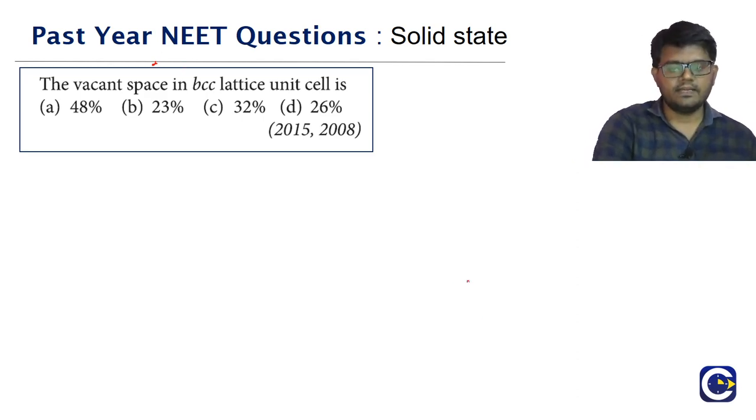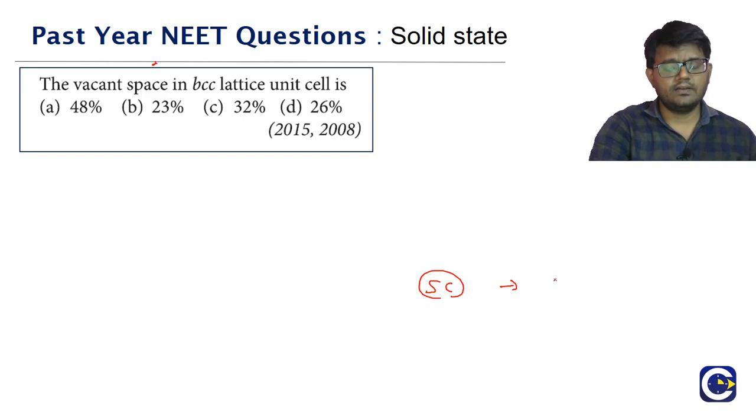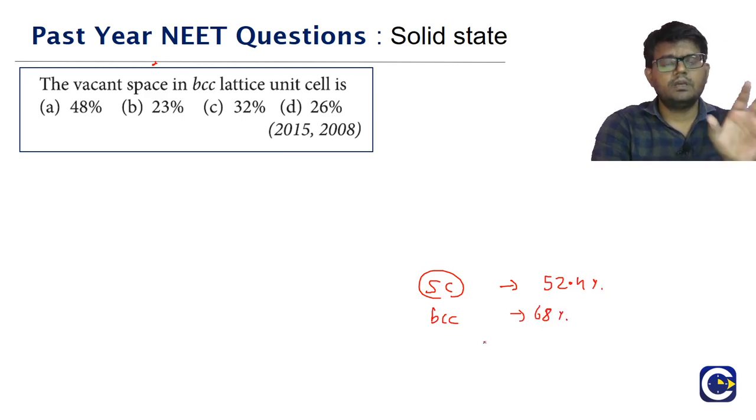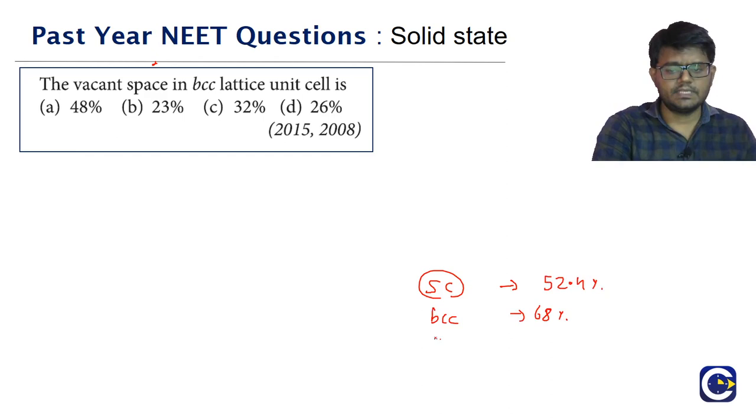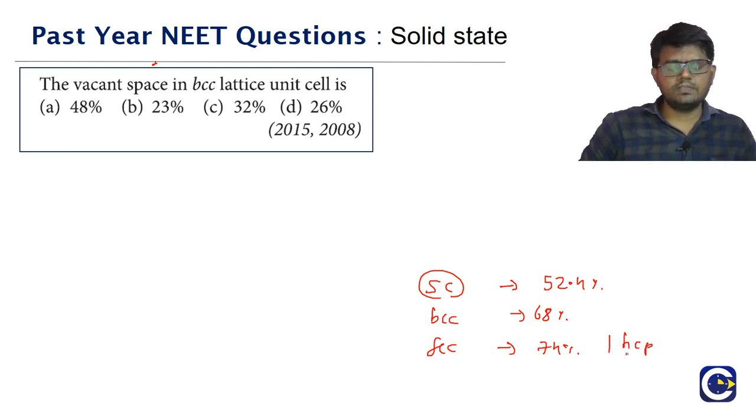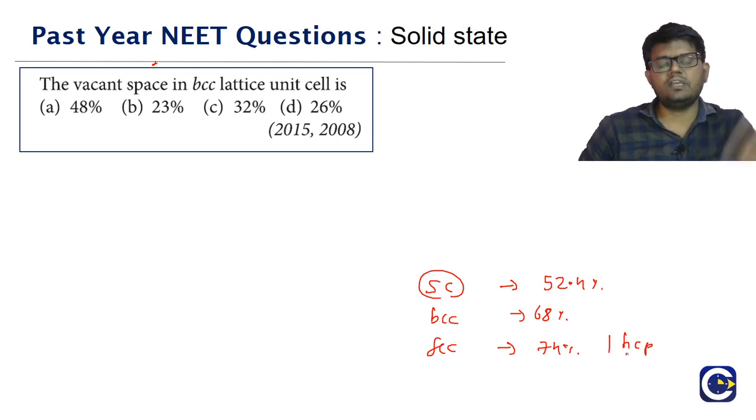Remember, for a simple cubic, what is the packing percentage? It will be 52.4%. For a BCC, what is it? 68%. The percentage of volume occupied by the atoms. For a FCC, what is it? It will be 74%. For a HCP also it will be the same, 74%. So these values we have to remember. Now it's a straight question. If you are able to remember these values, it's a straight question.